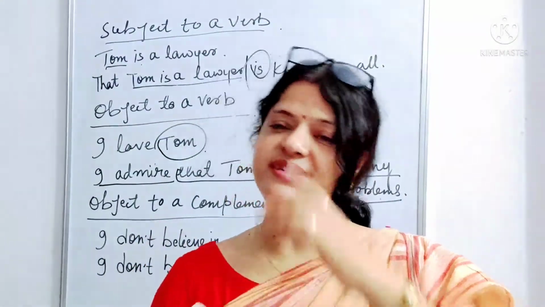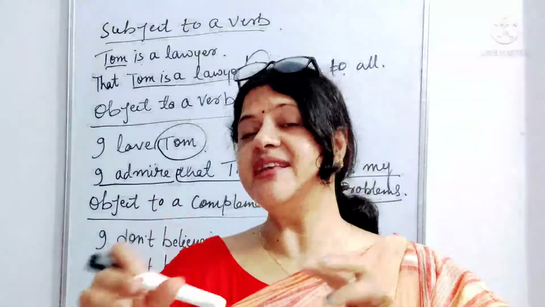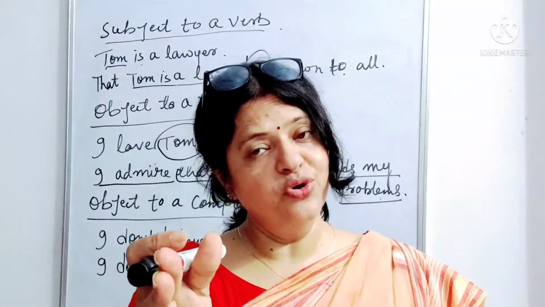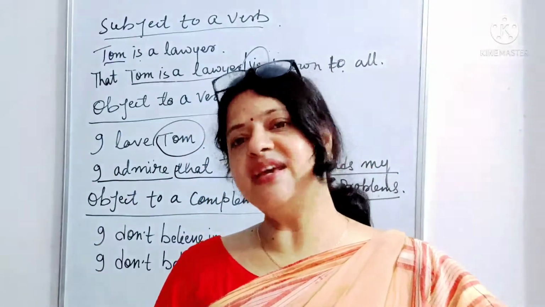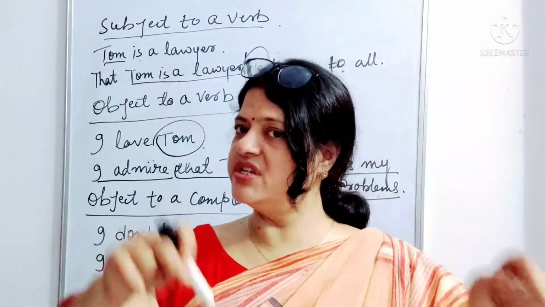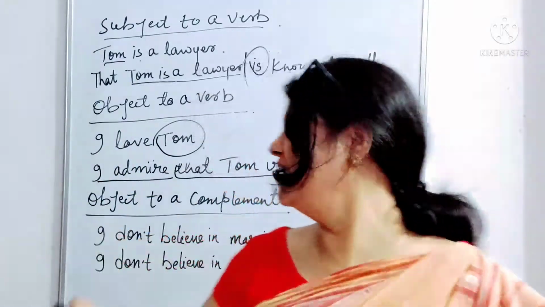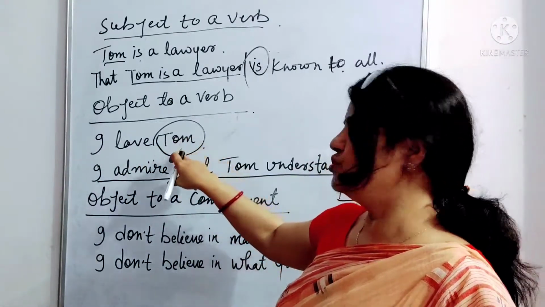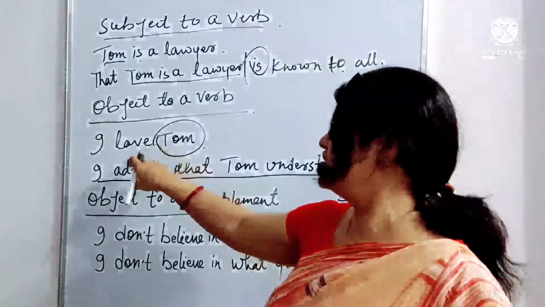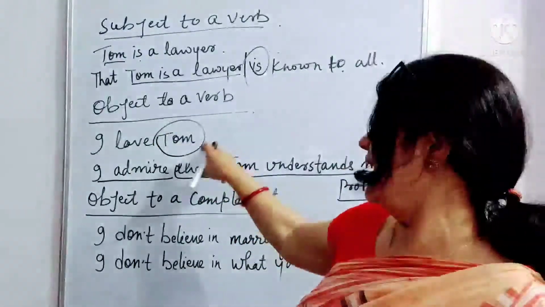Okay. Suppose I say, I am teaching you. So who is receiving this action of teaching? You. You is the object of the sentence. In the same way, if I say I am playing football, what is receiving the action of playing? Football. So here we see that in this sentence, I love Tom, Tom is receiving this action of love. That is why it's called an object.